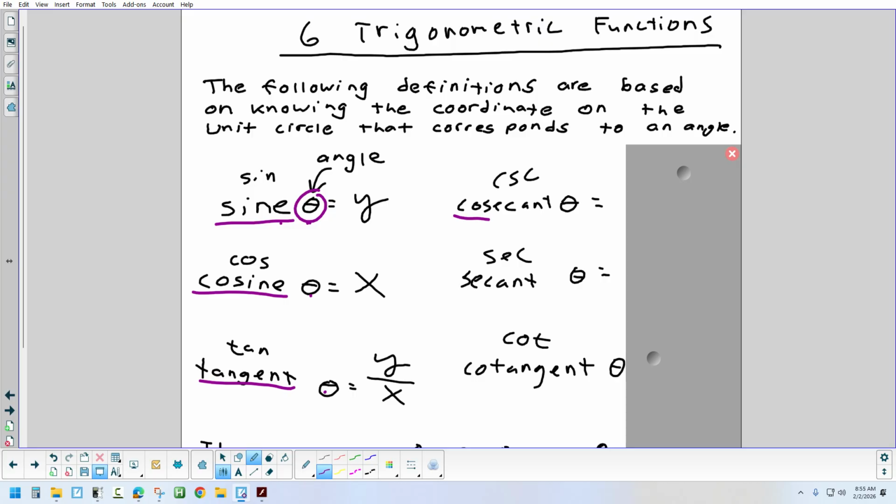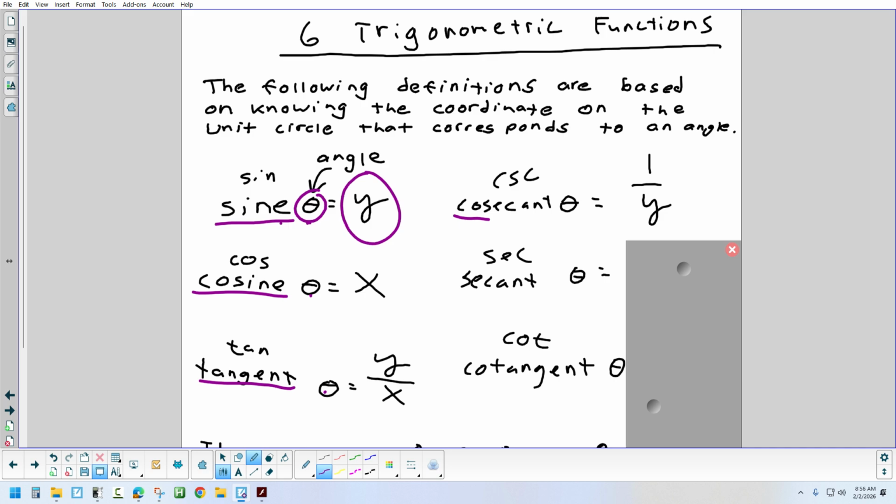All of these trig functions also have to have a number plugged into them to be able to do it. Or if you don't have the number, you can use the coordinate instead. All right? And that's, again, what we're going to do. We're going to use the coordinate. Here's the first one. The cosecant is the y value flipped.